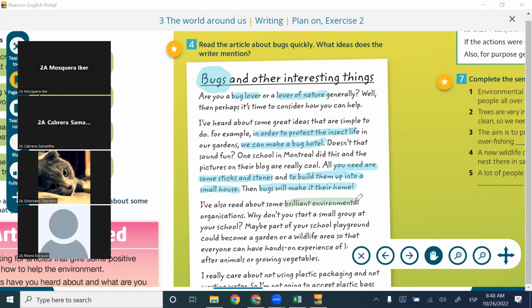Create an environmental organization with a small group in your school. Very good. Okay, continue. What other idea can you find? You can do that in your school playground, become a garden or wildlife area. Okay, very good. And also, wait a minute, please. And also, what can you do?